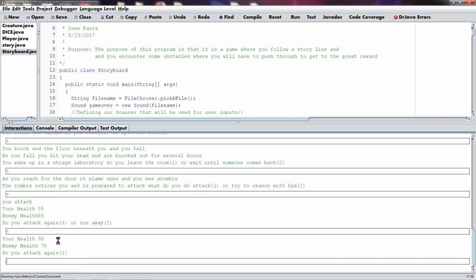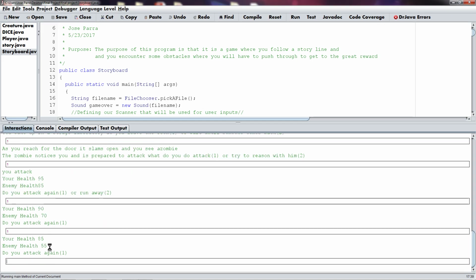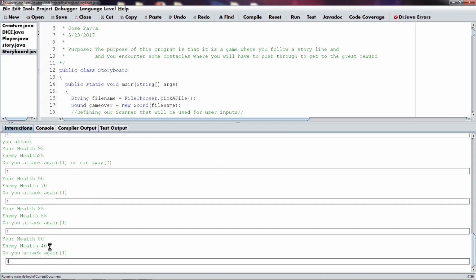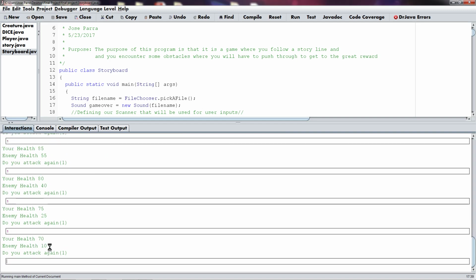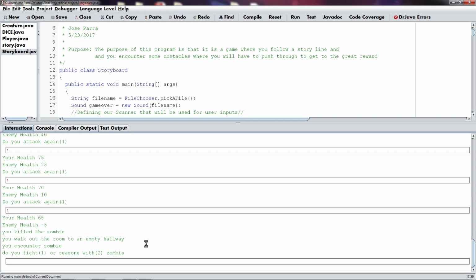Now again, we have this counter that counts the amount of health that we have and the amount of health they have until one of us reaches 0. We attack again, we hit 1, we attack again, and so forth until we reach the point where we're at 70 HP and they are at 10. Let's attack one more time, because we know the next one is going to take out the enemy. We can see that we still took the 5 damage, but now the enemy died. And we're told, you killed the zombie.